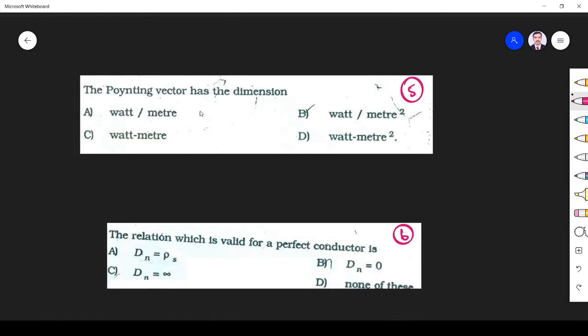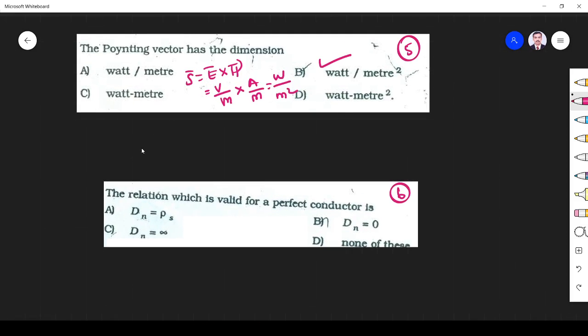What is the dimension of the Poynting vector, right? We know Poynting vector S is equal to E cross H. E unit is volt per meter. H unit is ampere per meter. Volt into ampere is watts per meter square. So option B is the right answer. The relation which is valid for a perfect conductor is Dn is equal to 0, because inside a conductor electric field is 0. So Dn is 0.